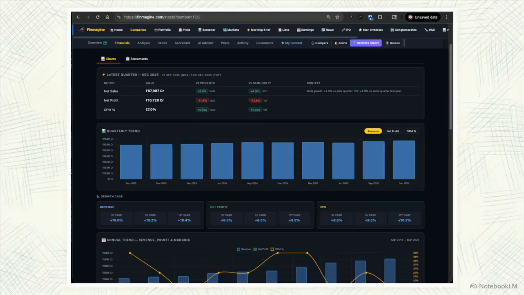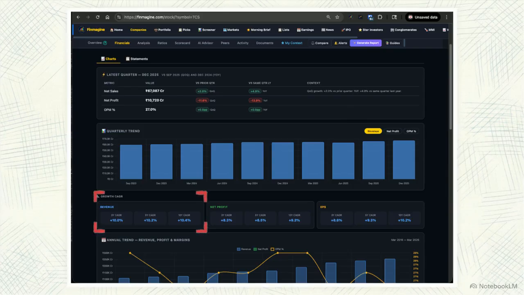This interface anchors the analysis in the present moment. Starting at the top, the year-over-year and quarter-over-quarter percentage badges tell you exactly where the company's momentum sits right now. Directly below, the quarterly trend chart maps out recent history. By toggling between revenue, net profit, and operating profit margin, you can quickly spot short-term momentum shifts and recent inflection points. But short-term momentum can be deceptive.